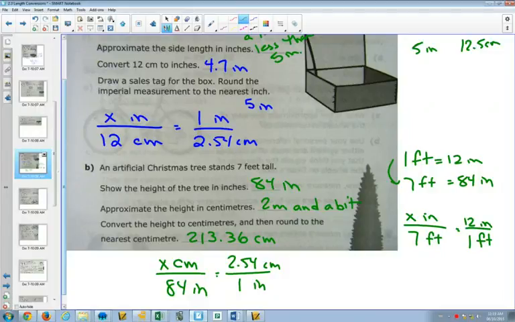Yes? You said approximate the height in centimeters and you put meters. Oh, I put meters. Thank you. So instead of 2 meters, I should say 200 centimeters and a bit. Yes. Thank you.